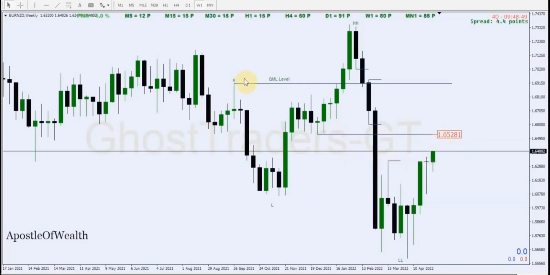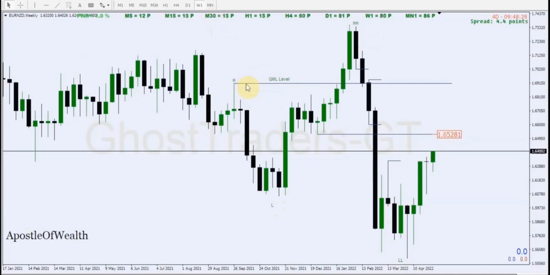Okay, this is what we have. We have EURNZD on the weekly time frame. If you look at this level here, you can see we have a high here, and then we have a higher high. And if you look at this low here, we have a low and then a lower low. So this structure qualifies to be a QML.